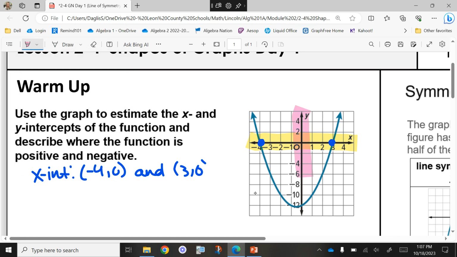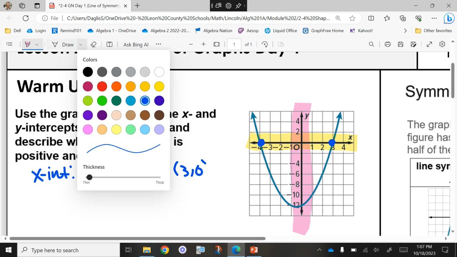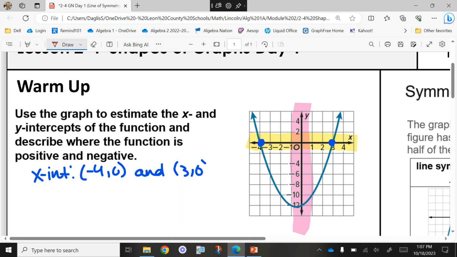So my y goes up and down. It's this one right here. Where is my parabola crossing the y-axis? About down here? Right here? What is that? That's negative 12. It's going to be 0 and negative 12.